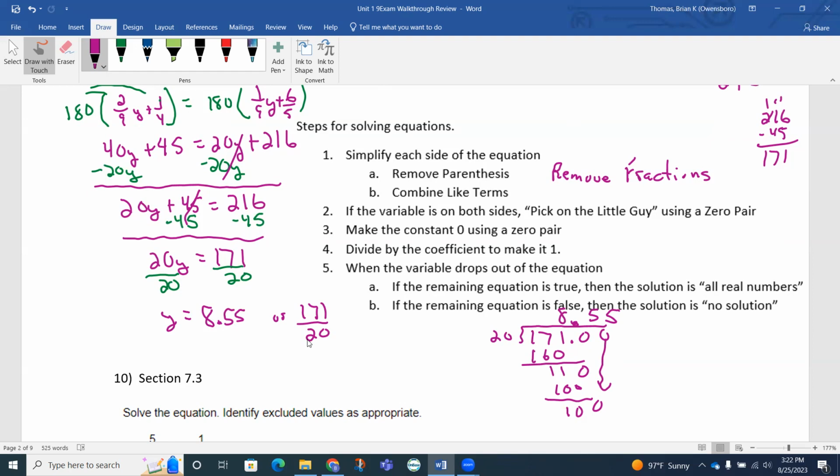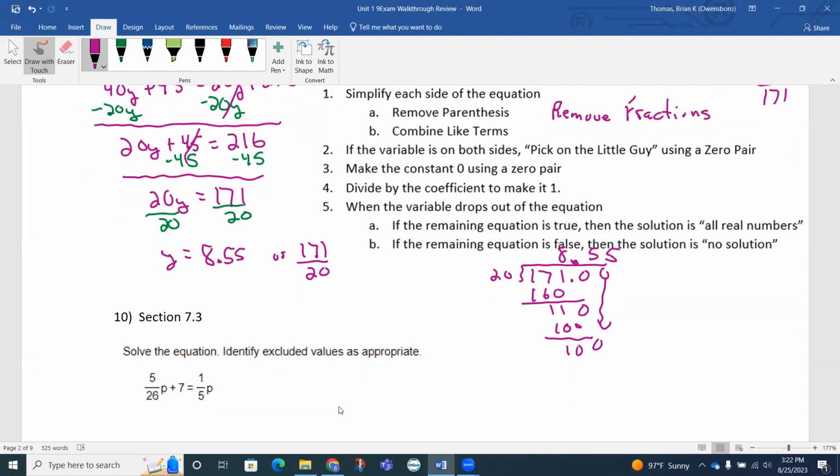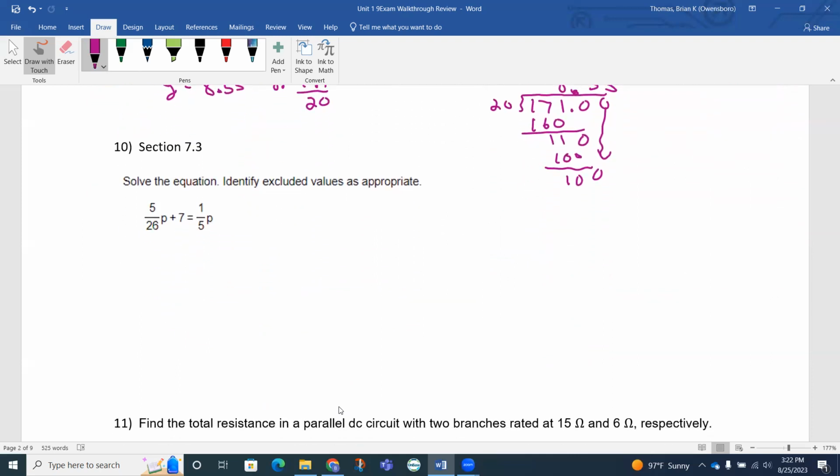Question 10: solve the equation, identifying any excluded values as appropriate. I'm going to pause my video for a second, and we're going to get a calculator out this time.